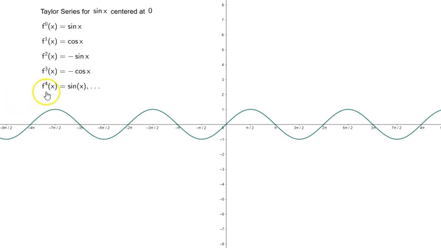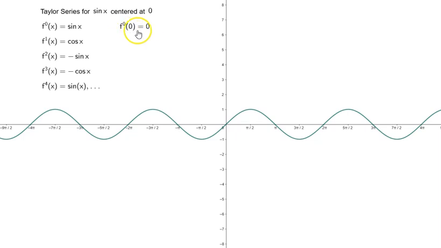And if we go further to the fourth derivative, you will notice that it is again sin x. And it starts repeating itself. Okay. Since we are interested in centered at 0, let's figure out the derivatives at 0.